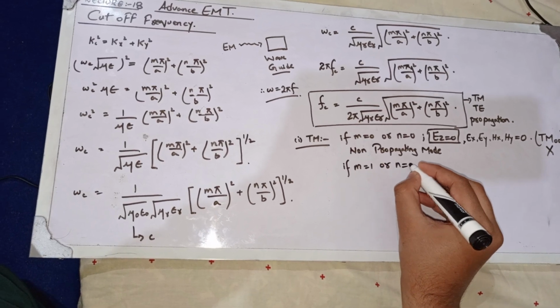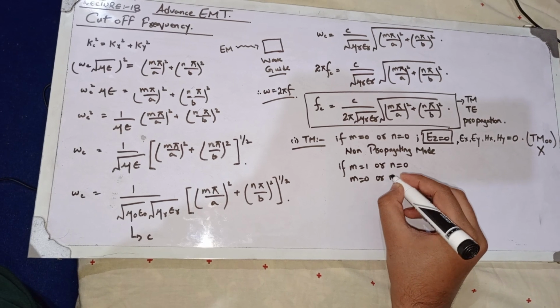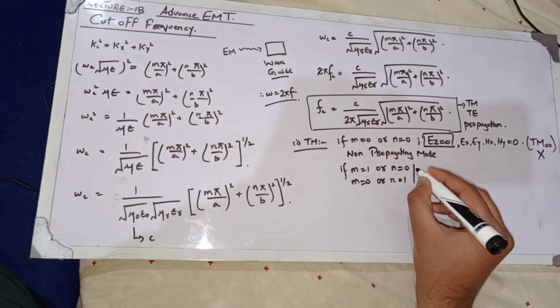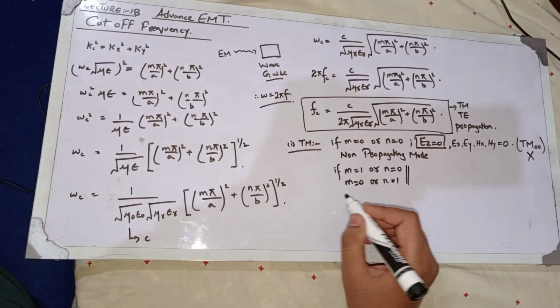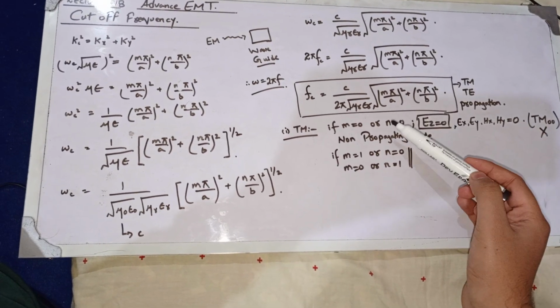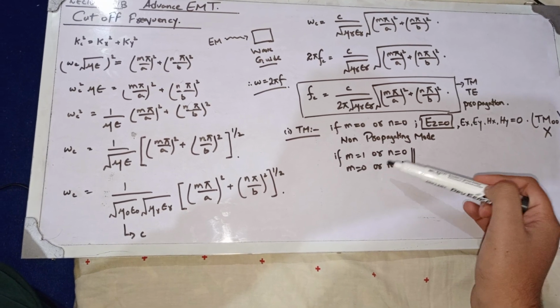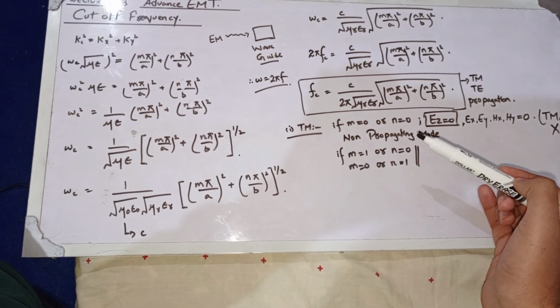Now let's check what happens if m equals 1 and n equals 0, or if m equals 0 and n equals 1. This is one scenario: m and n both equal to 0. The other scenario is if either one of them is 1 and the other is 0. So what should happen now?